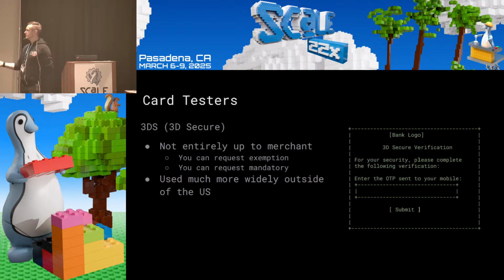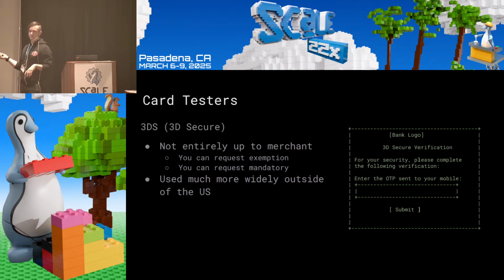And then there's this 3D Secure. This is really, really popular and mandated in most of the world, but not here. So this is not entirely up to the merchant. You can request an exemption, and you can say, I've run all these checks, please don't prompt for 3DS because it's a bad experience. And then you can also say, this looks kind of suspicious, I want you to do a 3DS check. But it's ultimately up to the issuer to do this.